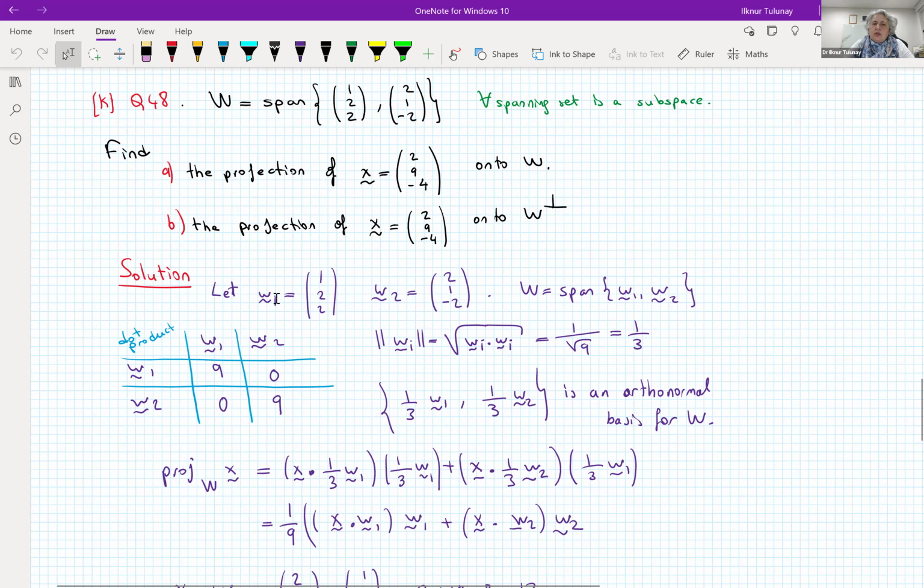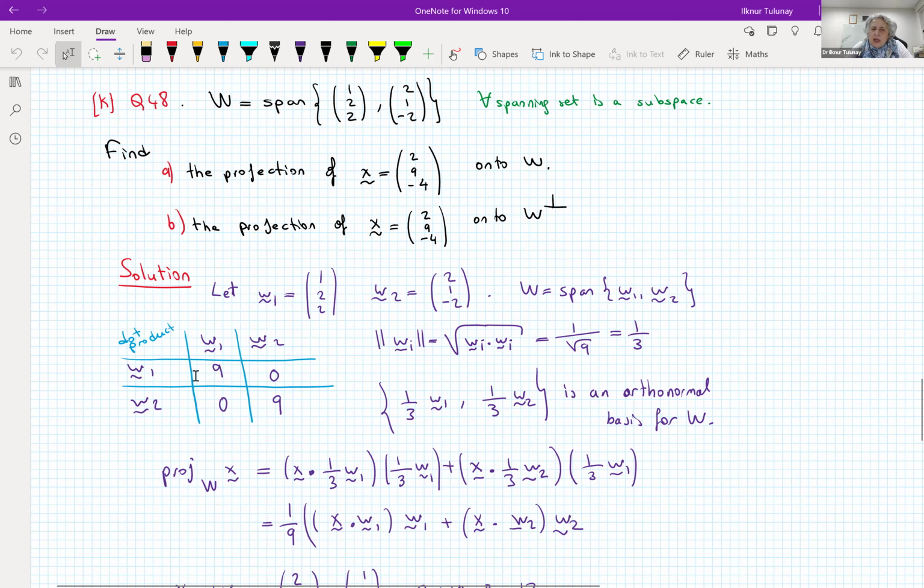Okay, the solution. I call this one W1 and this one W2. First, we would like to check whether this is an orthonormal basis, because we have a formula if it is. So we need to look at the dot products of these vectors: W1 with W1, W1 with W2, W2 with W2. I would like to look at these dot products and construct the multiplication table. That's the easiest way to do it, right?